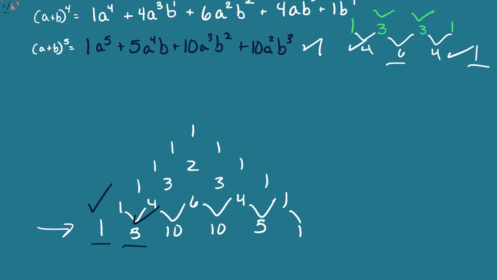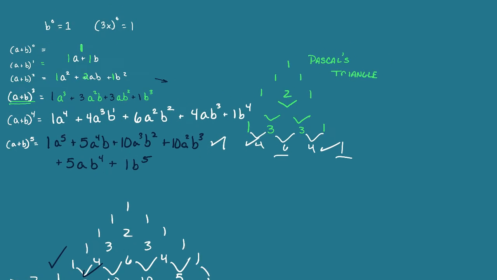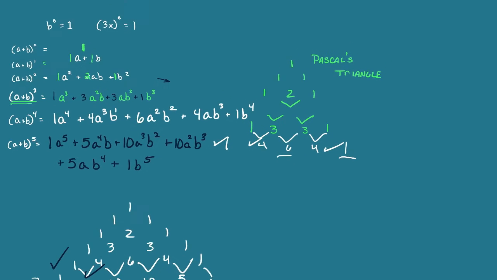So I've done my 1, 5, 10, 10. I'm ready for this next 5, so it'd be plus another 5, but now it's a to the first, b to the fourth, and my last coefficient is 1, and it's b to the fifth. So that's how we expand them, using Pascal's triangle, trying to shorten up some of these problems.